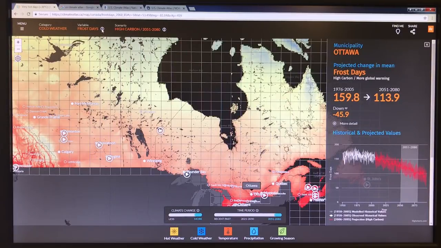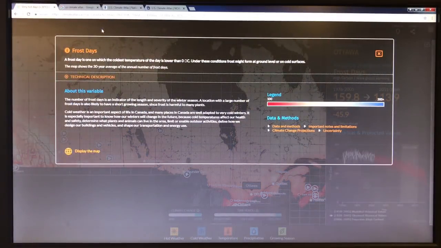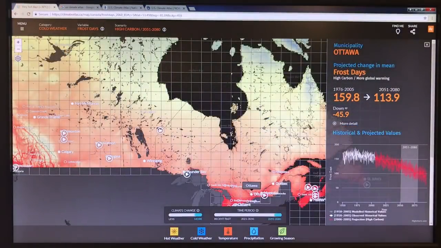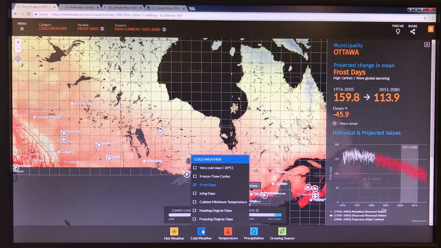Again, you can see how frost days are defined: the coldest temperature of the day is lower than 0 degrees Celsius. So you get frost forming at ground level or on a cold surface, so ice, snow. And you can see how this is dropping. Okay, icing days, freeze-thaw cycles.